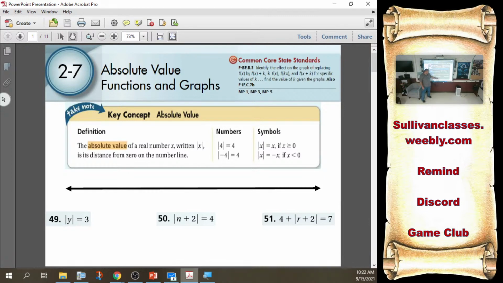You remember the whole n plus 2 exists at 4 and n plus 2 exists where? -4, right? So, absolute value is something we've already talked about. We know the absolute value is distance from 0.